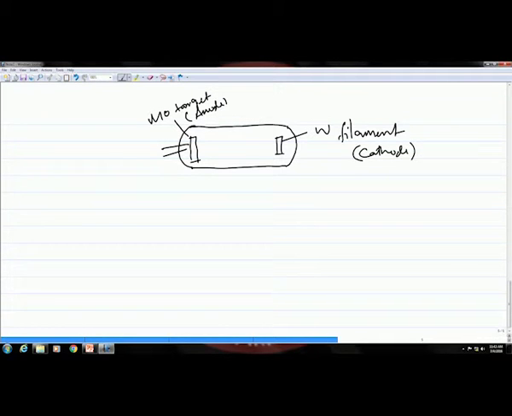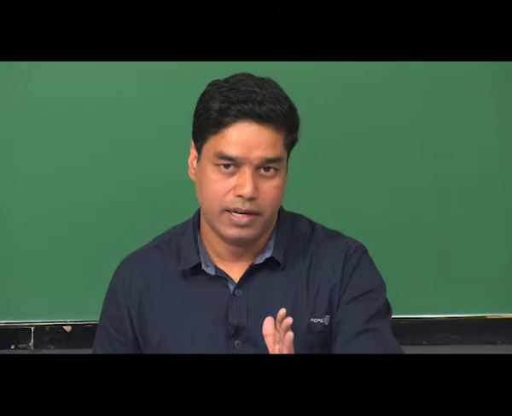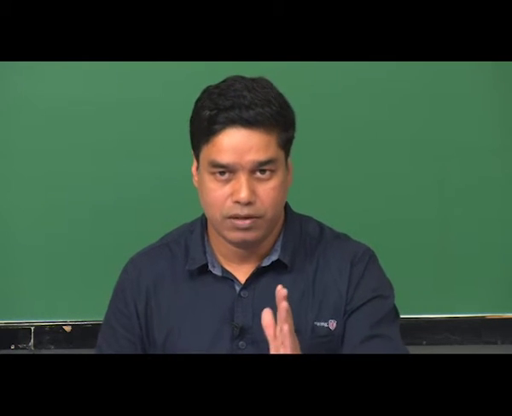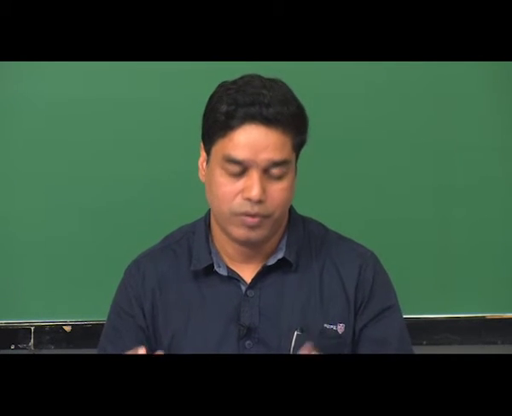Now, if you maintain a voltage difference to the tune of 30 to 50 kilovolt between the anode and the cathode, then these electrons will be accelerated at high velocities towards the anode. And when they are stopped at the anode, they will be decelerated. So, this kinetic energy which was there in the electrons will now be converted into some other form of energy.